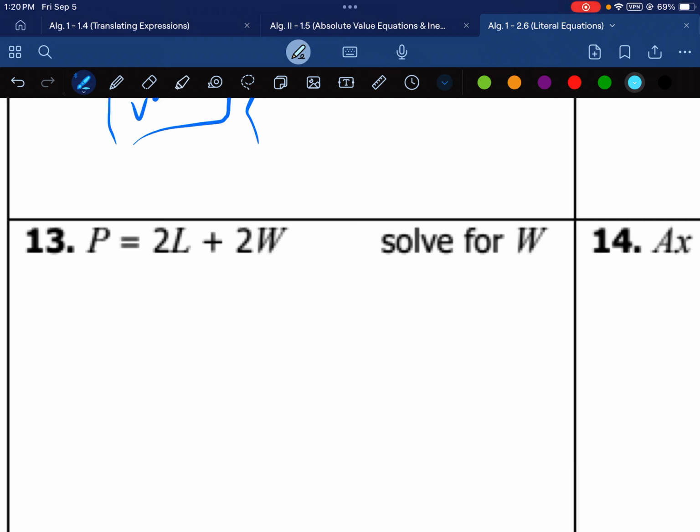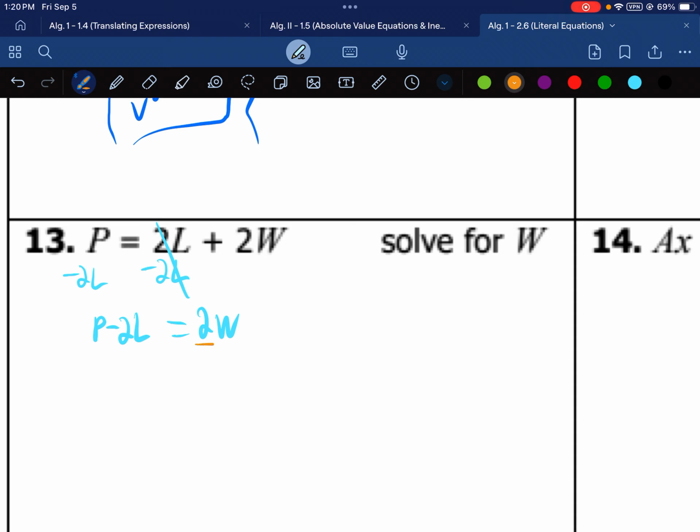Number 13, P equals 2L plus 2 width, formula for a perimeter of a rectangle. And we're supposed to solve for W here. So W is being multiplied and added. And we undo the addition first, so we'll subtract by 2L, that entire thing. And 2L minus itself is 0. Subtract the other side by 2L, and I don't know what P minus 2L is because those aren't common terms. They don't have the same variable. They aren't like terms, I should say. So we have P minus 2L is equal to 2W.